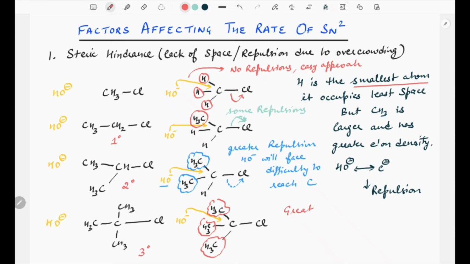Now in the last case, we have three CH3 groups, greatest repulsions, and this OH is not allowed. No backside attack, side attack is possible. Thus, no SN2.